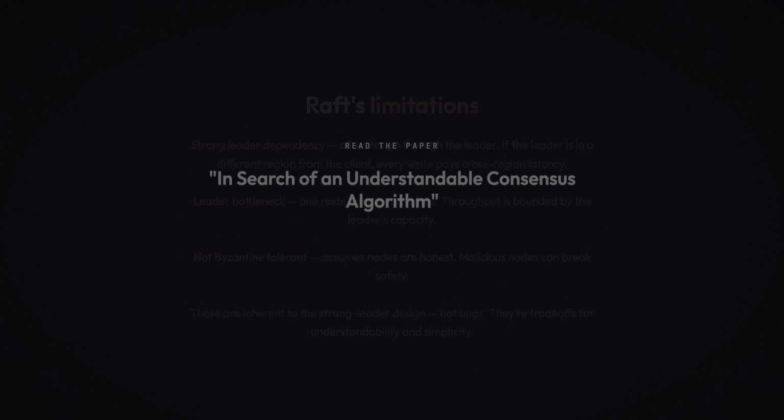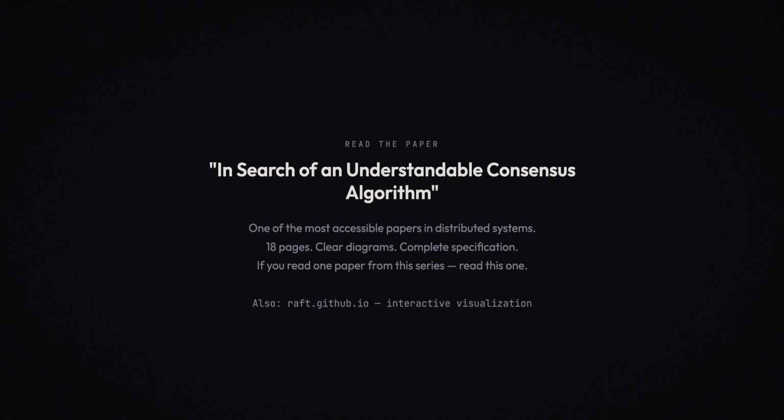If you read one paper from this entire series, read the Raft paper. It's called In Search of an Understandable Consensus Algorithm. It's 18 pages. The writing is clear. The diagrams are excellent. The specification is complete enough to implement from. And if you want to see Raft in action, visit raft.github.io. There's an interactive visualization where you can trigger elections, crash nodes, and watch the protocol respond in real time.